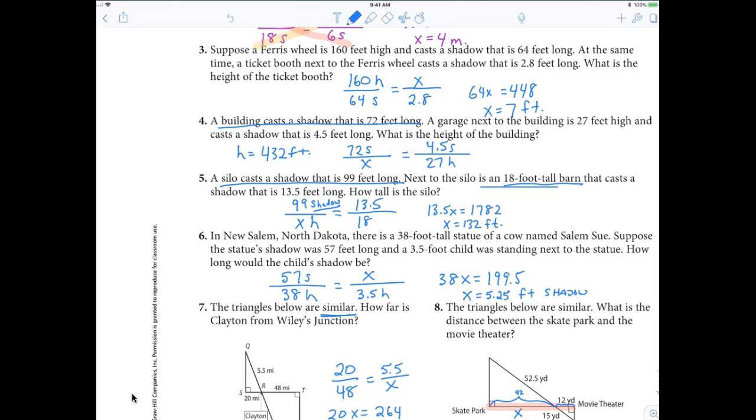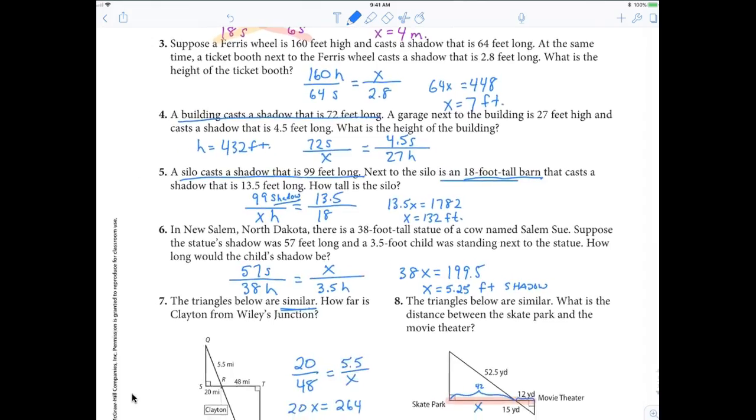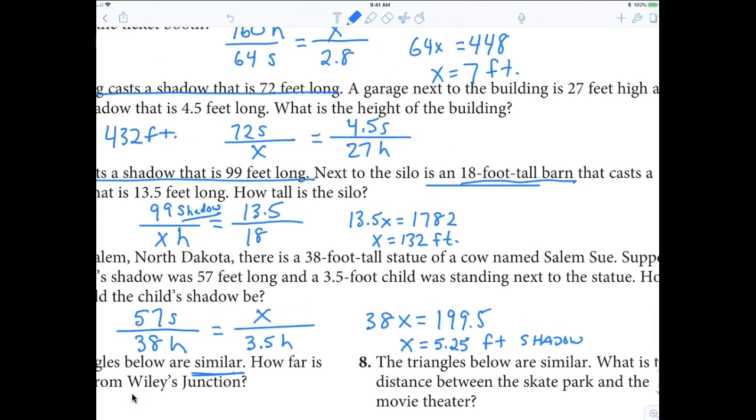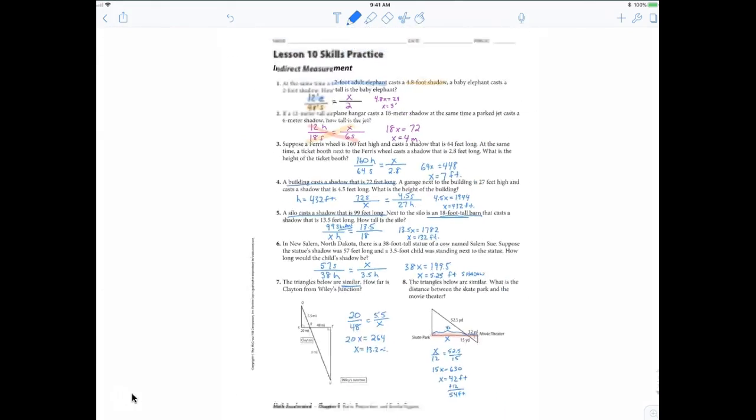Now when you cross multiply, tell me what 27 times 72 is. Anybody else get 1944? And then divide by 4.5. How much? Yes, 432 feet. You good with that? Anybody else have any questions with that? All right. So again, I think that's the first worksheet knocked out.